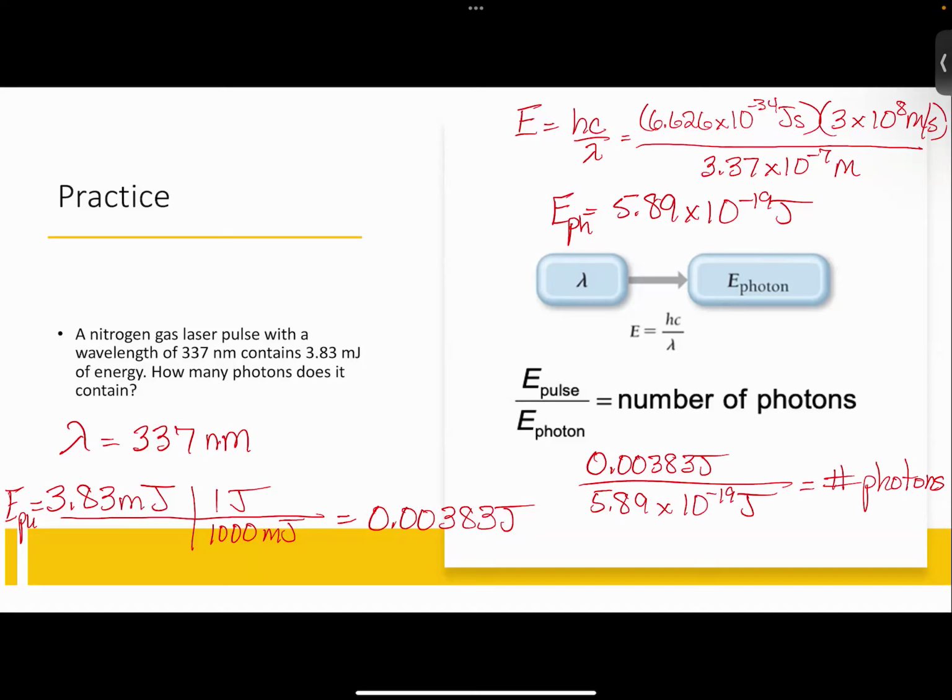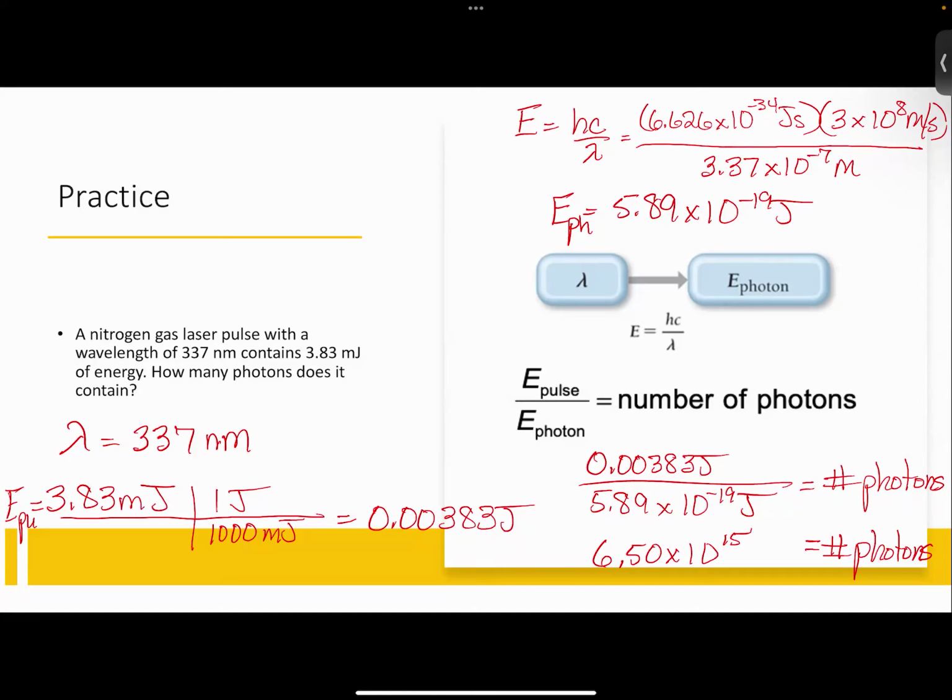So therefore, we wind up with a number of photons of 6.50 times 10 to the 15 photons. And there is no unit, because it's a counting number. Number of photons would be a counting number, so there would be no unit.